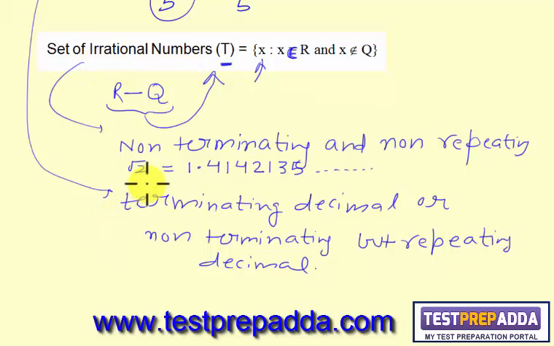Similarly, root 3 value is 1.7320508. Again, you can see root 3 is non-terminating. The decimal part is non-terminating and non-repeating.